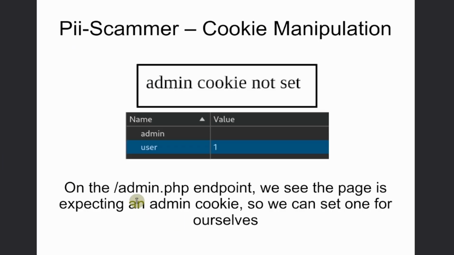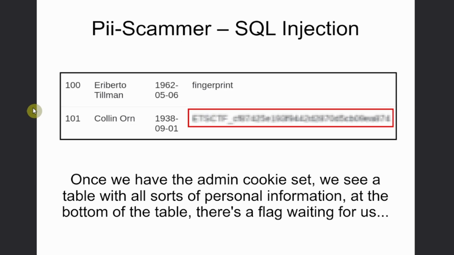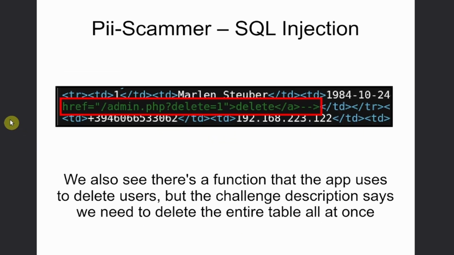Okay, so on the admin.php endpoint, we see that the page is expecting an admin cookie. So we can set one for ourselves. We can set the value for the cookie as 1, and the cookie name is going to be admin. So once we have the admin cookie set, we see a table with all sorts of personal information. At the bottom of the table, there's a flag waiting for us. So we get another flag here.